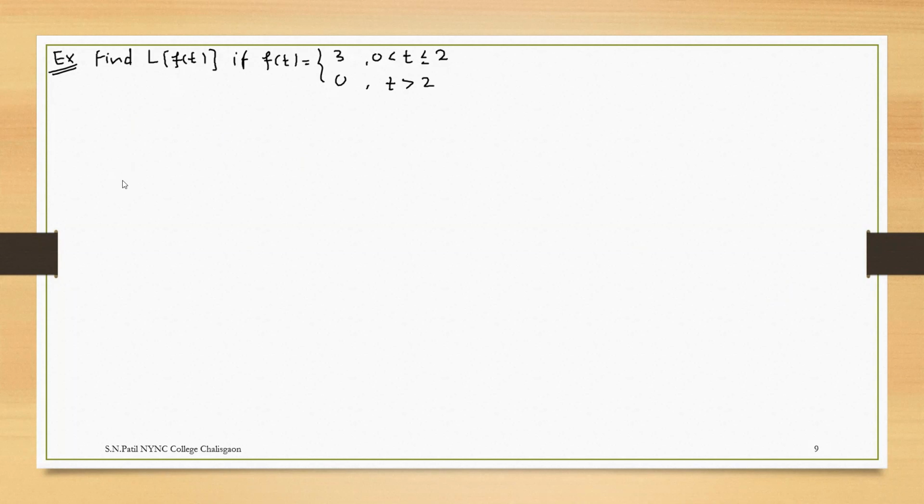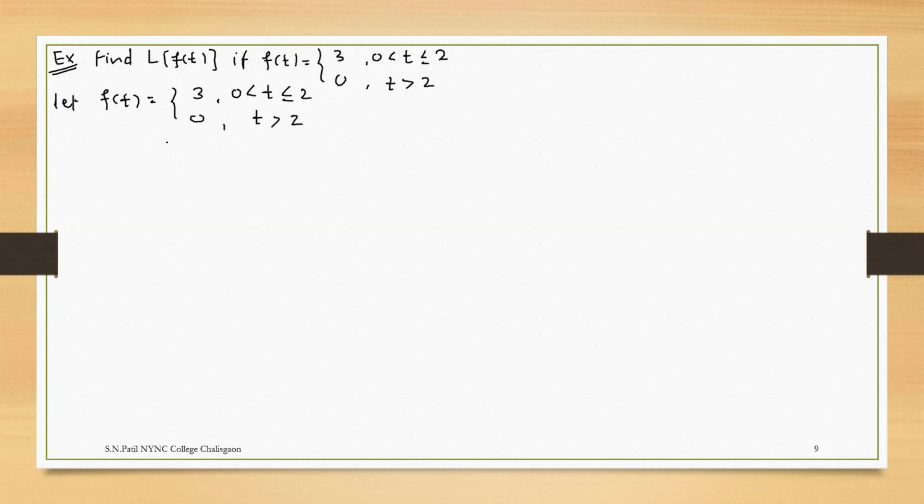NYNC College, Challenge. In this video lecture, we discuss the problem on piecewise continuous function. In this problem, f of t is defined on 0 to 2 and 2 to infinity, in which f of t is piecewise continuous. Let f of t equal 3 when t lies between 0 and 2, and 0 when t is greater than 2.